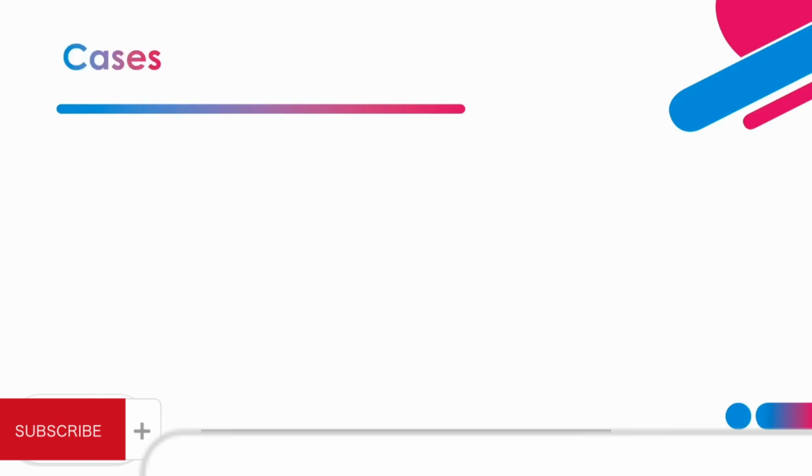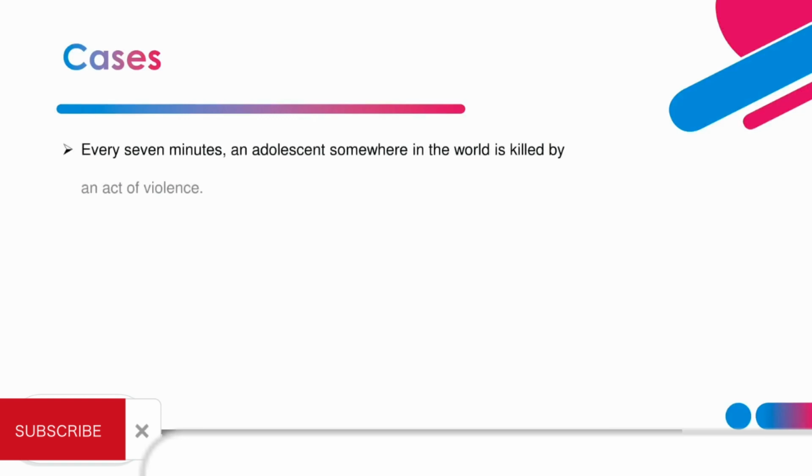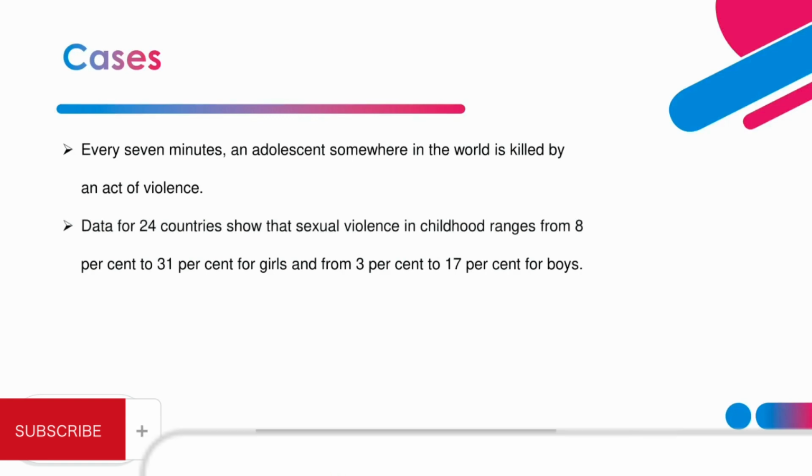Cases. Every 7 minutes, an adolescent somewhere in the world is killed by an act of violence. Data for 24 countries show that sexual violence in childhood ranges from 8% to 31% for girls and from 3% to 17% for boys. Over 1 billion children are victims of violence every year.